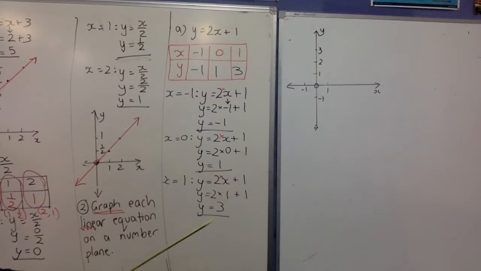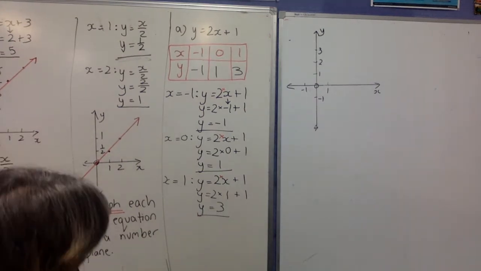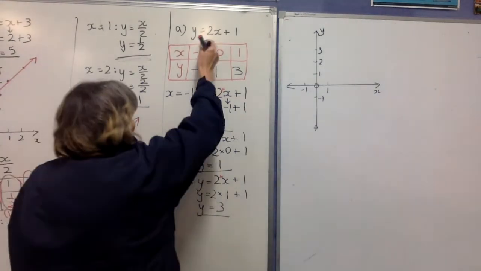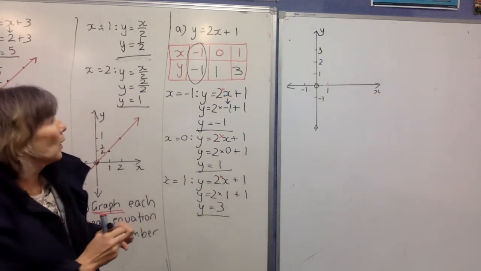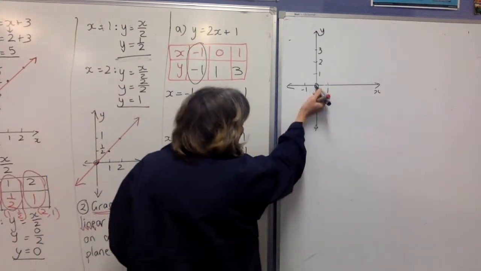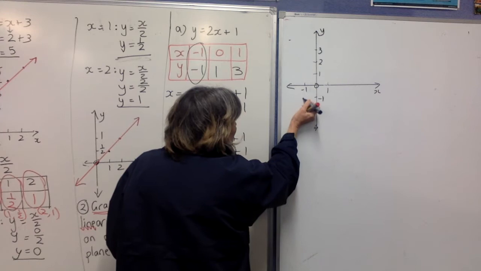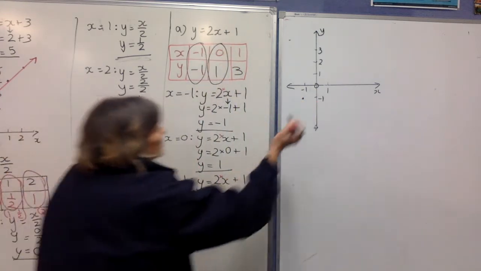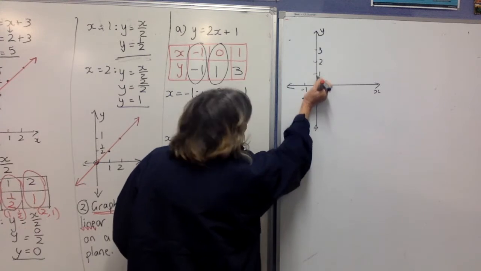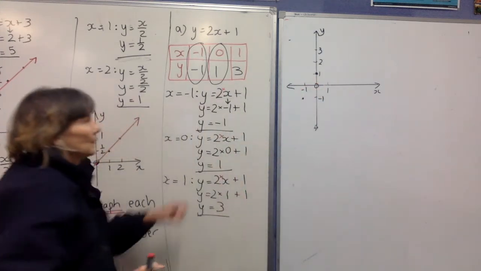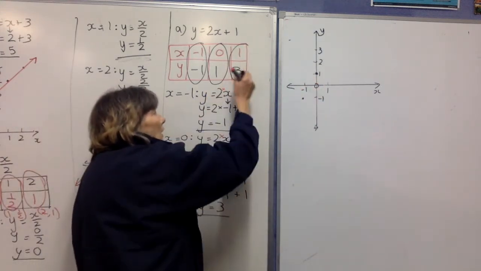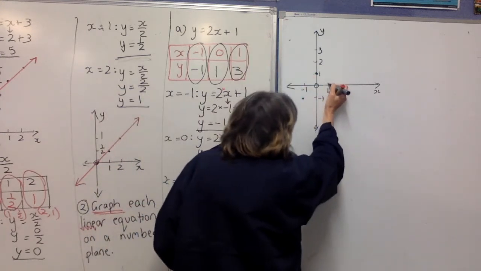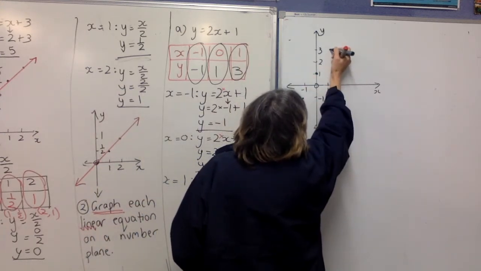All right, now we're plotting our points on here. So, here's our first point, -1, -1. So go along -1, down -1. There's your point. Next one, 0, 1. We don't go anywhere, then we go up 1, put a point. 1, 3, along 1 and up 3, put a point.